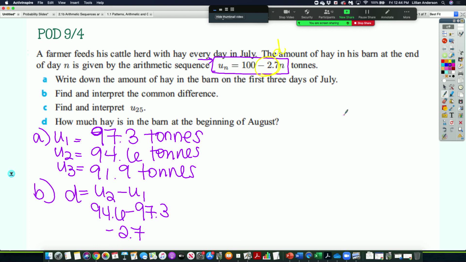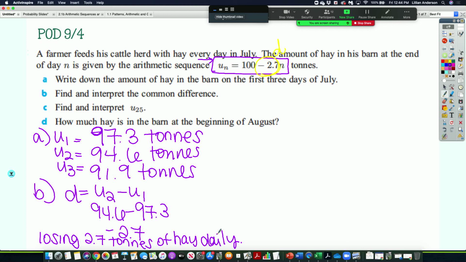You're losing that much amount of hay each day. And that right there, what you just said, you will write down in a sentence. You just want to make sure that you include the number when you do. So you're losing, and losing would indicate the minus 2.7 tonnes of hay daily. That's what that means. That's how you interpret what that number represents. Anytime you interpret, you always want to make sure that you include the number in there as well. Questions on B?